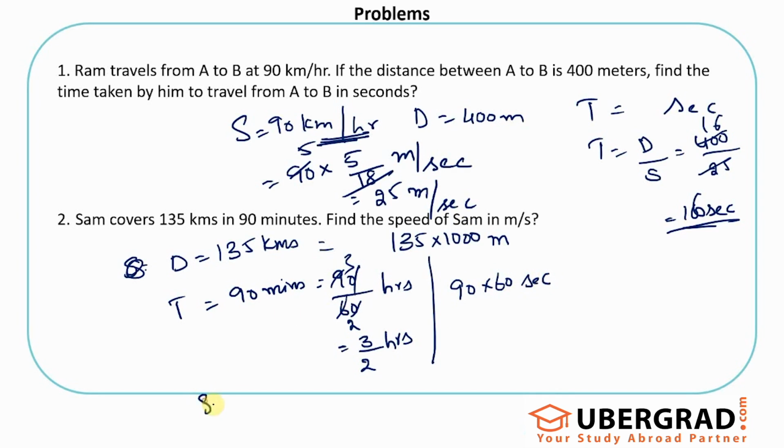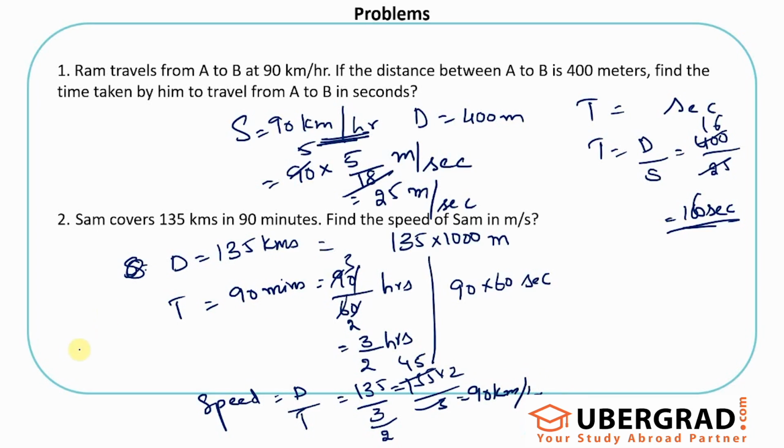So what is the speed? Distance by time, that will be 135 by 3 by 2. And this is 135 into 2 by 3. 3 fours are 12, 3 fives are 15. This will be 90 kilometers per hour. Now how would I convert 90 kilometers per hour into meters per second? Multiply this with 5 by 18, right? That's what we did, 5 by 18 meters per second. So 18 ones are 18, 18 fives are 90, I am getting the answer as 25 meters per second.